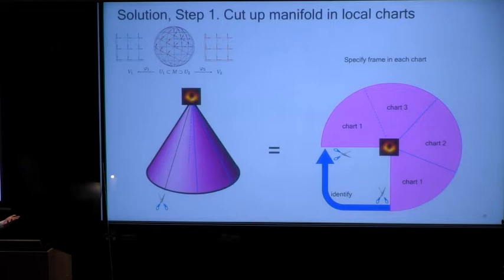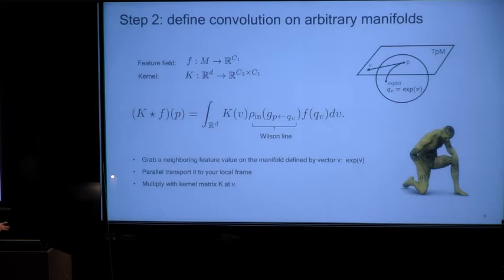Then I have to actually define how I'm going to do, at least locally, my convolution. The idea is that you take a point P on your manifold, and then you define some vector V, and that's the argument of your kernel. That's sort of x minus y, if you want, in your kernel. Then I take the exponential map, which basically shoots a geodesic from that point in that direction for one unit of time, and it arrives there. That's where I'm going to pick up the value of the signal on the manifold.